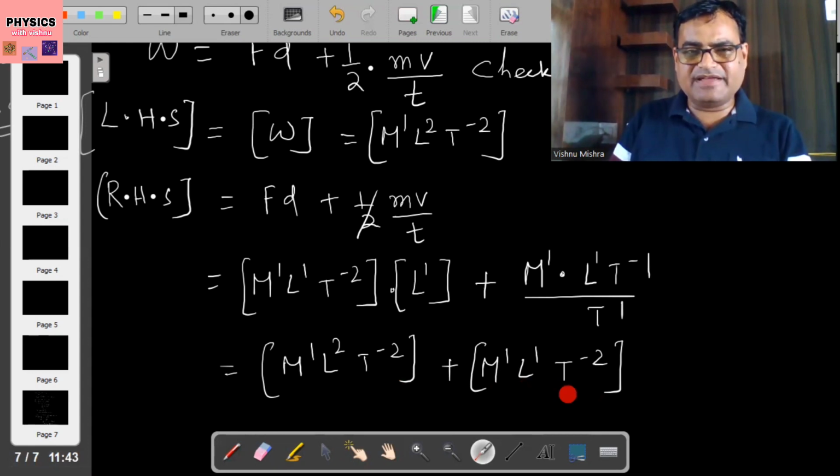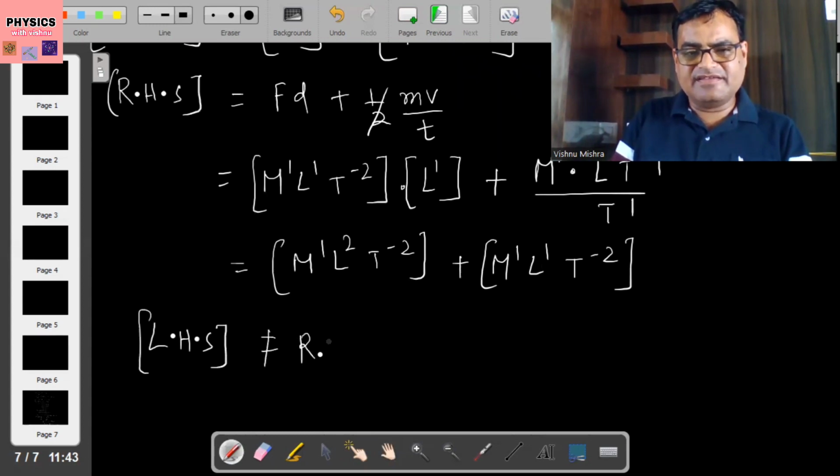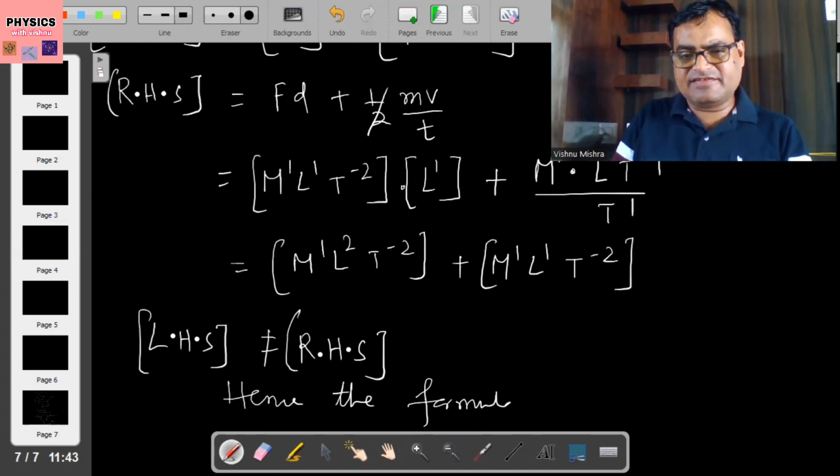As these two cannot be added, we can say that LHS dimension is not equal to RHS dimension. Hence, this formula is wrong. You have to write here: LHS dimension is not equal to RHS dimension, hence the formula is wrong.